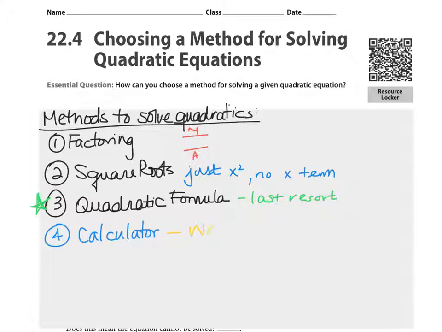And then calculator is the last one, and the best time to really use a calculator is when we're going to have word problems, or if we want approximate answers. So by approximate, I mean like decimals. Quadratic formula is good when we need exact answers, like when we need that square root to be left in there instead of just estimating what it is. So let's look at how to choose one more time between the best methods.